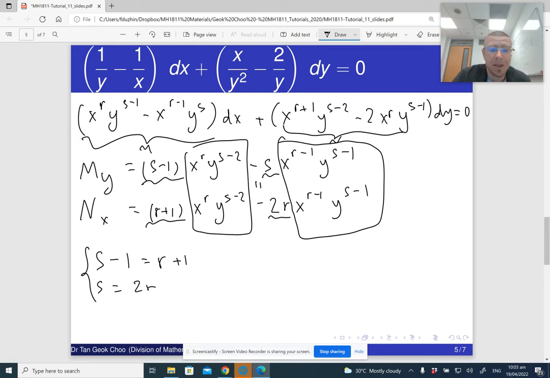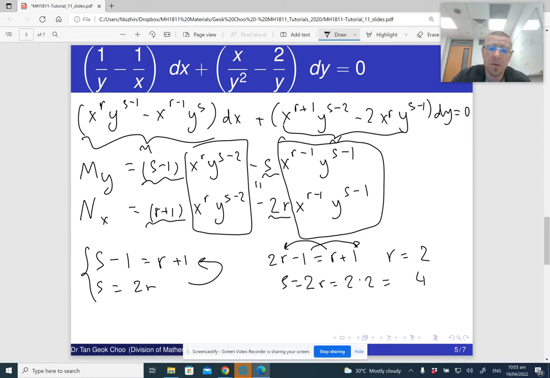From the second equation, s equals 2r, so we can just substitute 2r as s into the first equation. So 2r minus 1 equals r plus 1. I guess we can move r to the left, minus 1 to the right. So r is going to be 2, and s equals 2r, which is 2 times 2, which is 4. All right, so basically that's the answer to the first part. So the integrating factor is x squared times y to the 4. So that's the integrating factor.